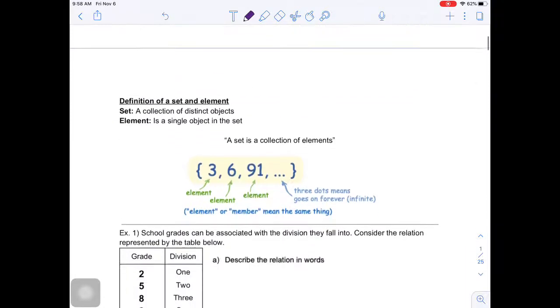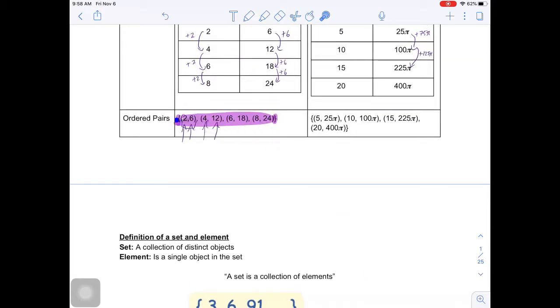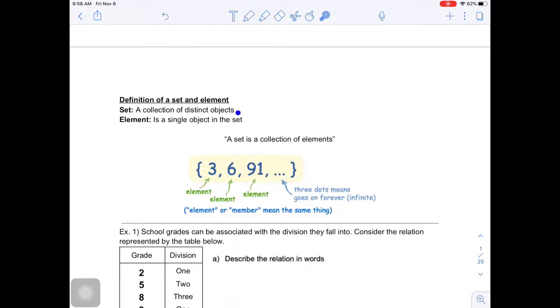Okay, so let's get to some definitions here. So we need to know the words set and element. So a set is a collection of distinct objects, okay? So up here, we have a set of ordered pairs. On this side, we also have a set of ordered pairs. In order to show a set, we need to do squigglies on the outsides, and then we list all the things that are a part of the set. Okay, so this whole thing is known as a set. And then your elements are the single objects inside your set. So each individual thing would be an element.